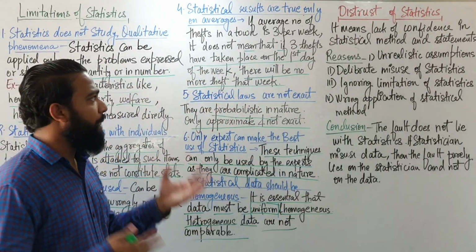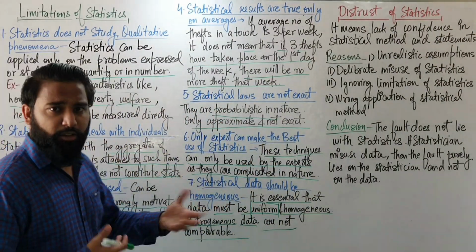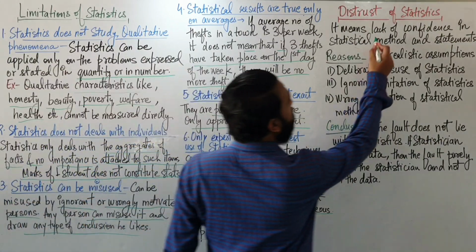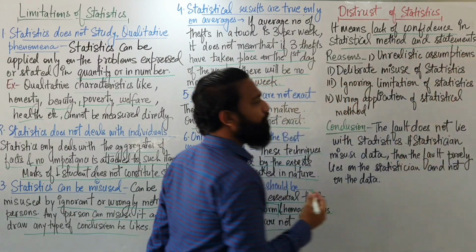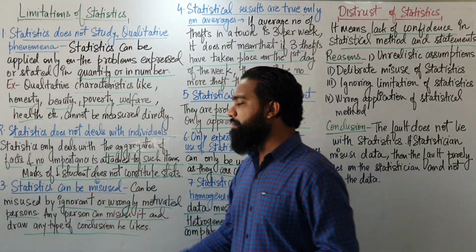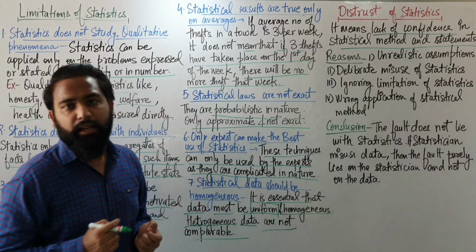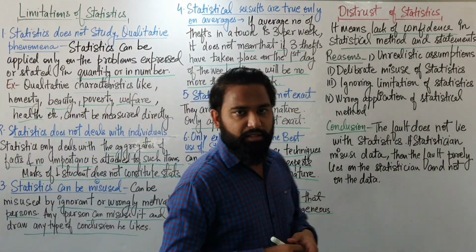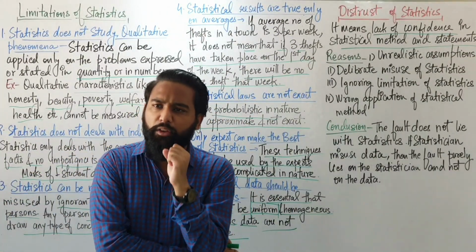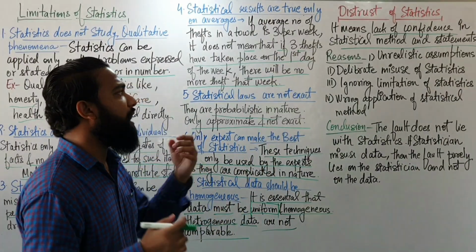Let's come to the last topic of your chapter, which is distrust of statistics. Now, this is one of the most important topics in your chapter. So let's start. Distrust of statistics means lack of confidence in statistical methods and statements. As you already covered the topic of limitations, due to some limitations, and especially the point that statistics can be misused, people lack confidence in statistical methods and statements. Whenever you see the news channels, you always ask, are they true? Or are they accurate? Are they realistic? In that case, there is lack of confidence in the statistical methods and statements.